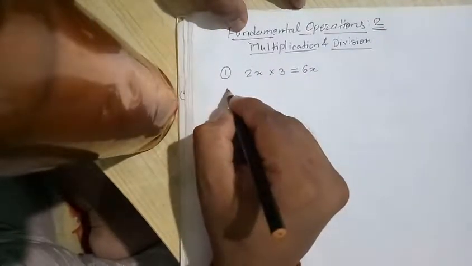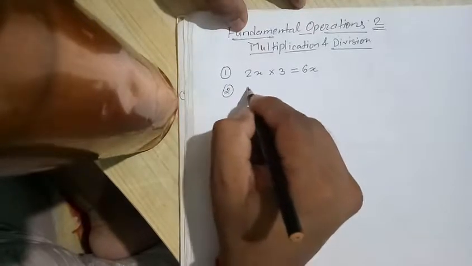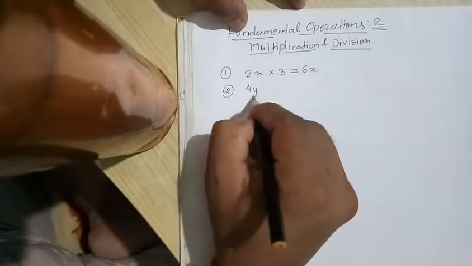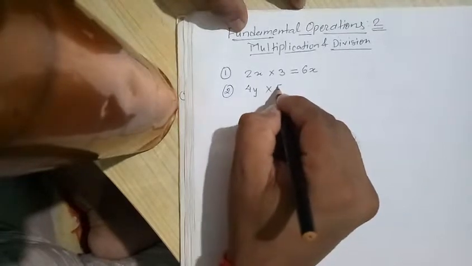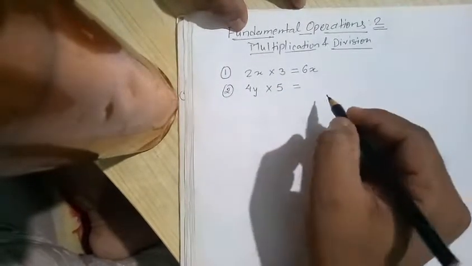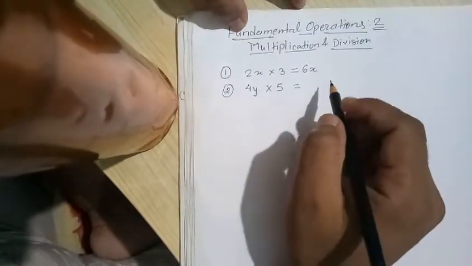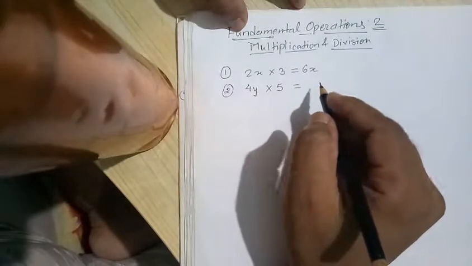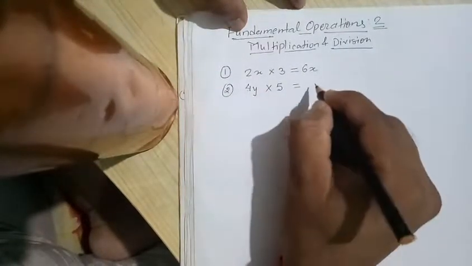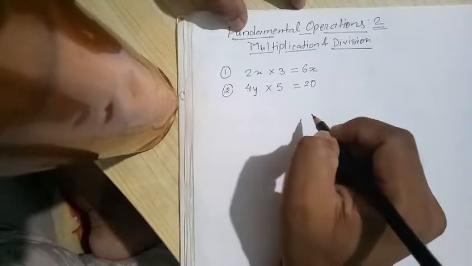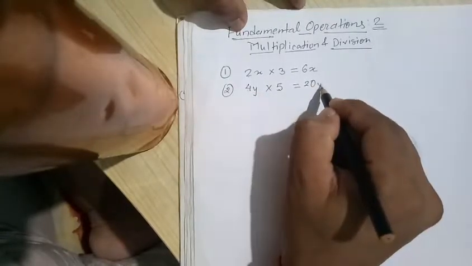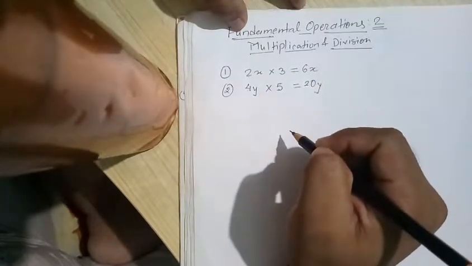So let's move to the next example, and this time I want you to try. Suppose you have 4y multiplied with 5. Your answer? You can pause this video to give your answer. Yes, 5 fours are 20, and this y will come as the variable, as it is.